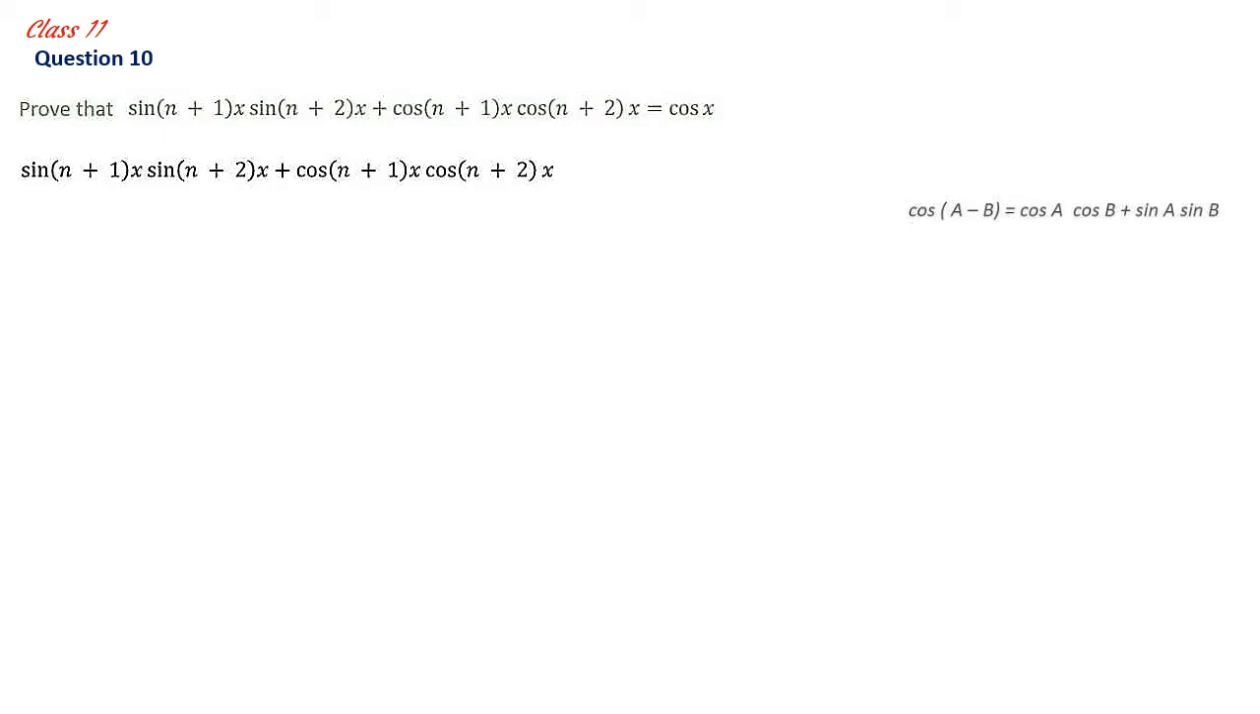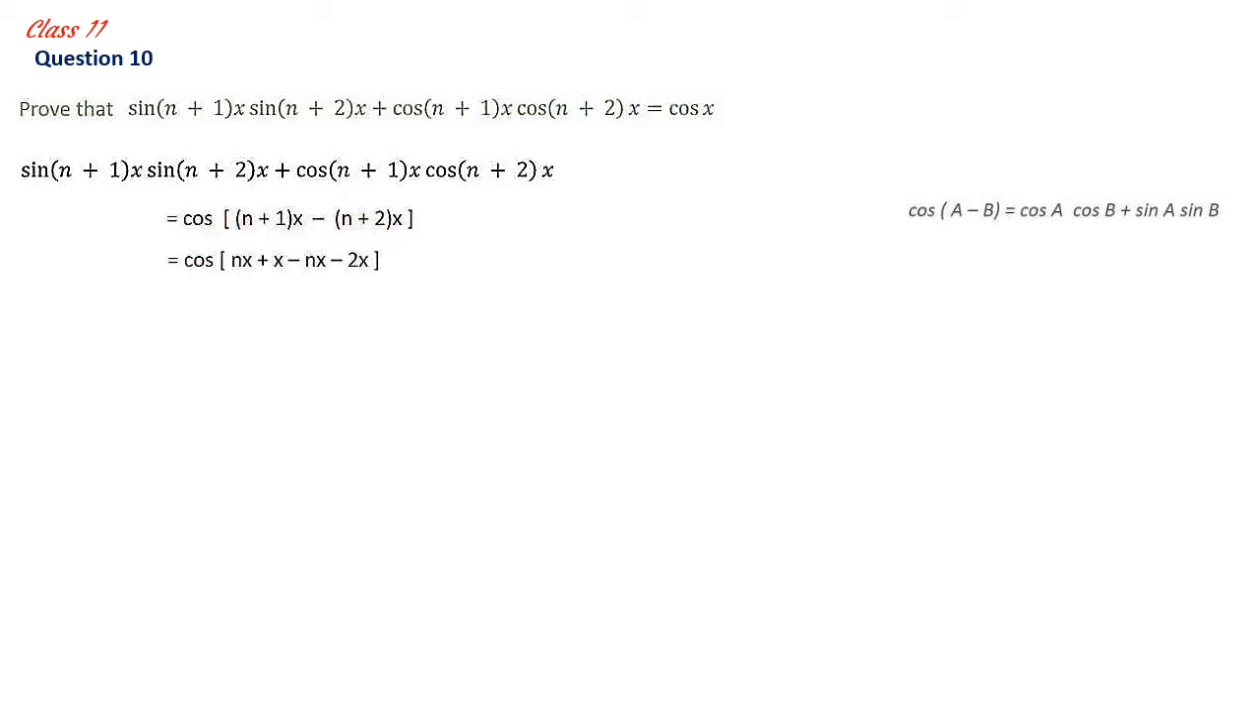Next we shall discuss question number 10. Prove that sin of (n plus 1) x into sin of (n plus 2) x plus cos of (n plus 1) x into cos of (n plus 2) x is equal to cos x. So this is in the format sin x sin y plus cos x cos y. This formula we have seen: cos a cos b plus sin a sin b is cos of a minus b. This is in that format. So here we can write a is (n plus 1) x, b is (n plus 2) x, that is written as cos of a minus b.